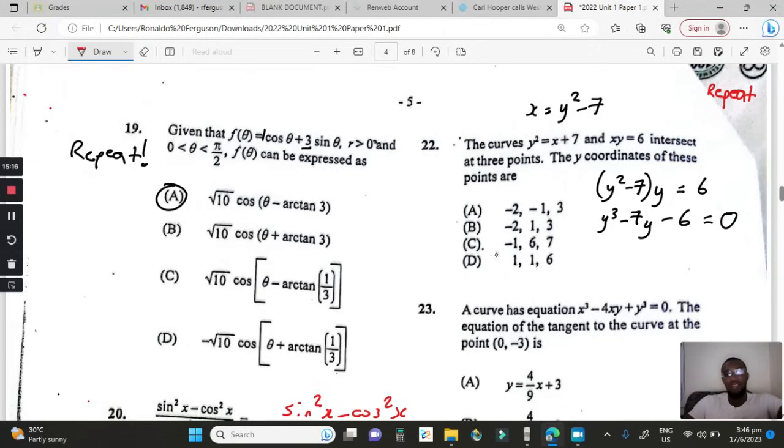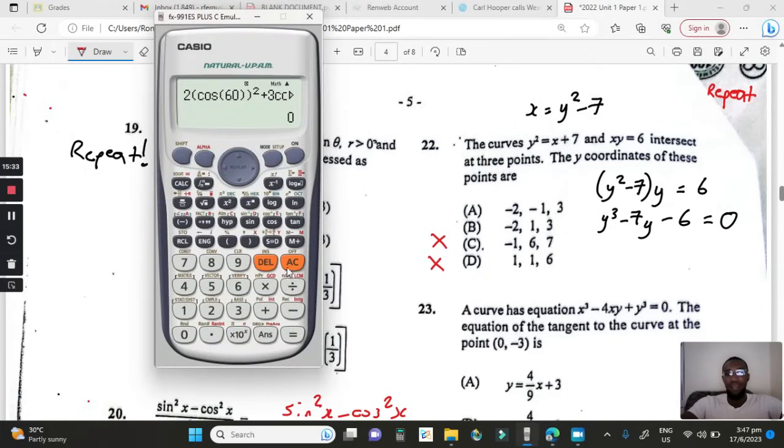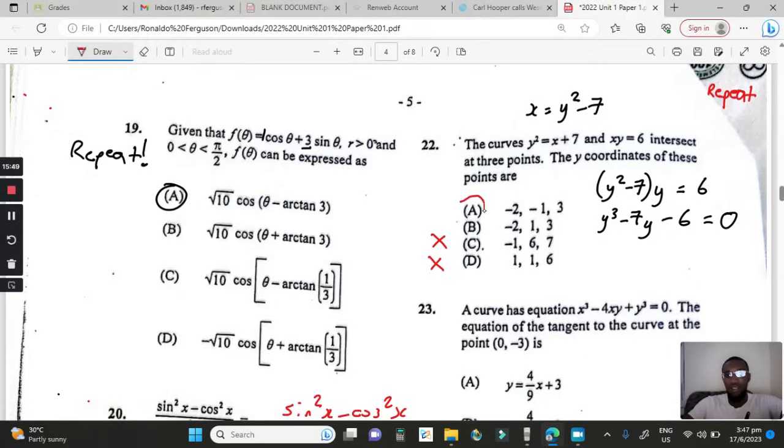Now first thing, C and D are out. They don't make any sense. So let's just look at these ones right here. I'm going to try -2. Well, since -2 is in both of them, I'll try -1. So I know it's either A or B. So let's try -1 to see if it satisfies the equation. So -1 cubed minus 7 times -1 minus 6. We get 0, so clearly -1 works. So our answer is A.